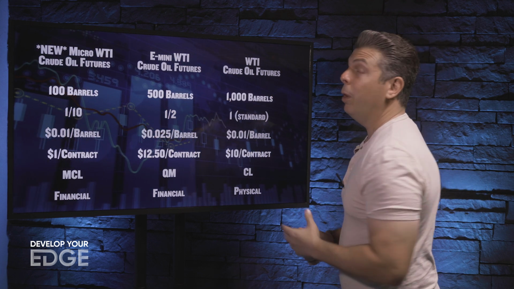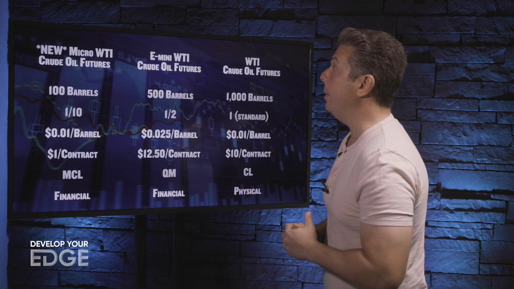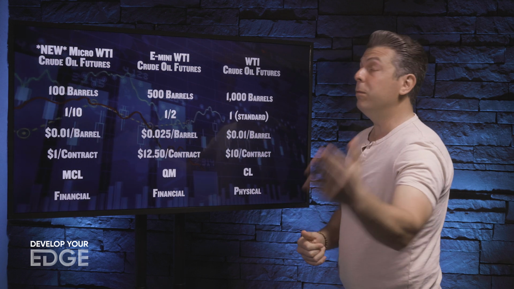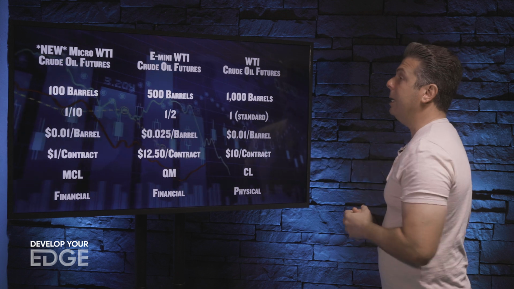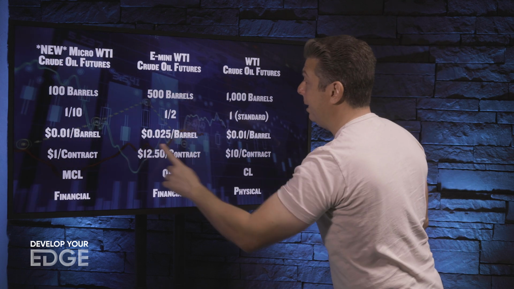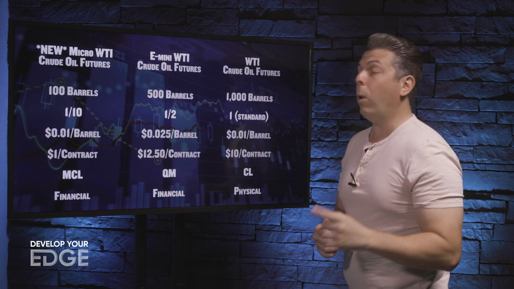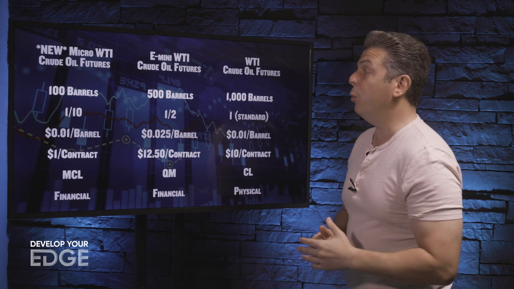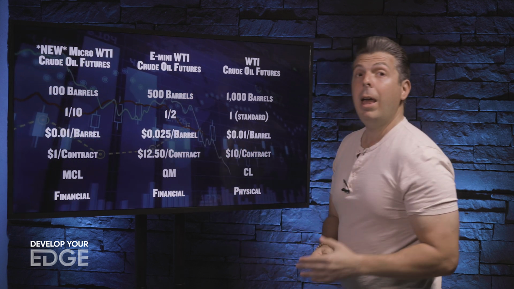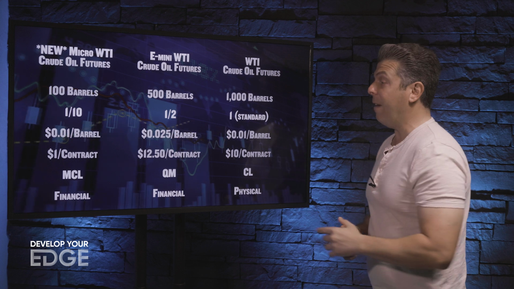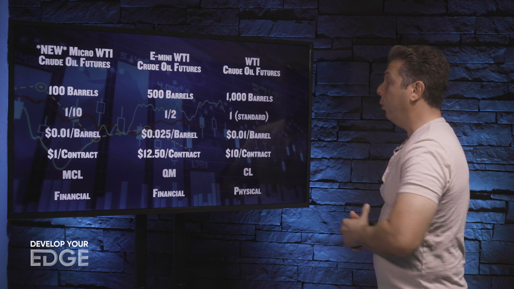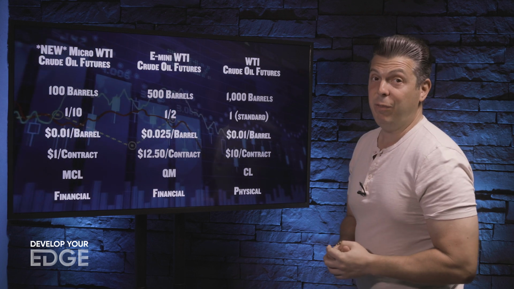Then that brings me to the newer contract, the micro WTI crude oil futures, 100 barrels per contract. It moves just like the WTI, so it moves in penny increments, except it's 1/10 the size. So 1 tick is a $1 move, a 10-cent move is going to be $10. That symbol is MCL, and that is also financially settled just like QM, but once again, the main crude oil contract is the only one that is physically settled.